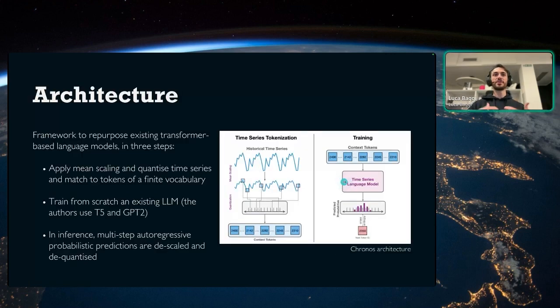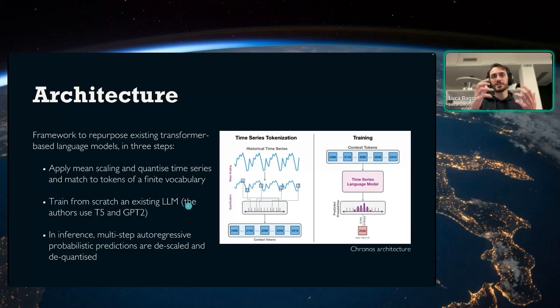Chronos is, rather than a model, a framework. It is described as a way to pick existing transformer architectures and repurpose them to be forecasting models. They took two models, GPT-2 and T5, which is an encoder-decoder, and they basically took that same architecture and did a clever pre-processing.